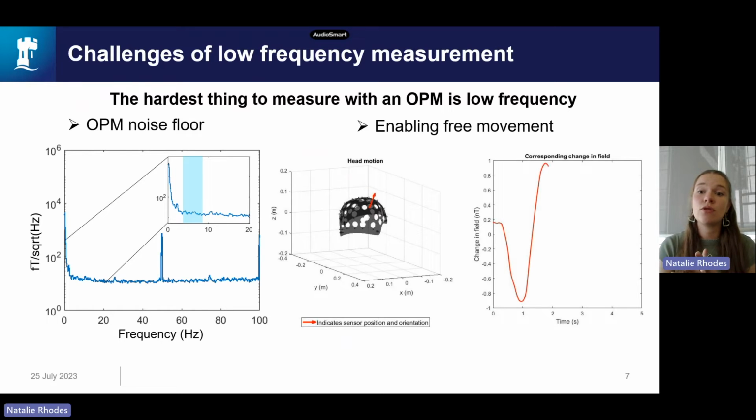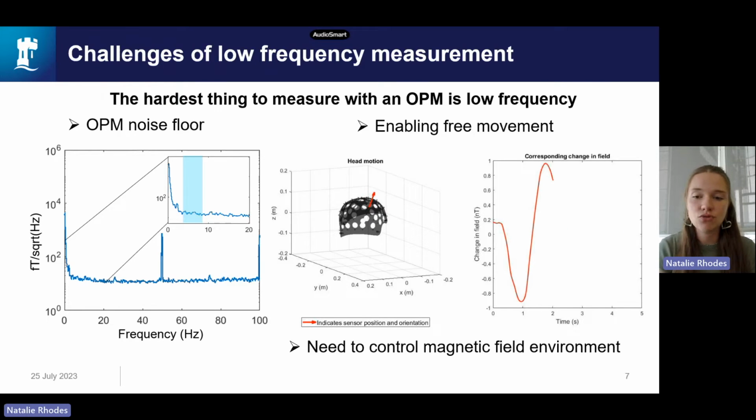And also, the sensors are magnetometers, and so they measure a change in magnetic field. And so if we move through a magnetic field, we will measure the change in magnetic field due to the environment. And this can be much larger than the brain signals that we're interested in and can drown out what we're actually trying to measure.